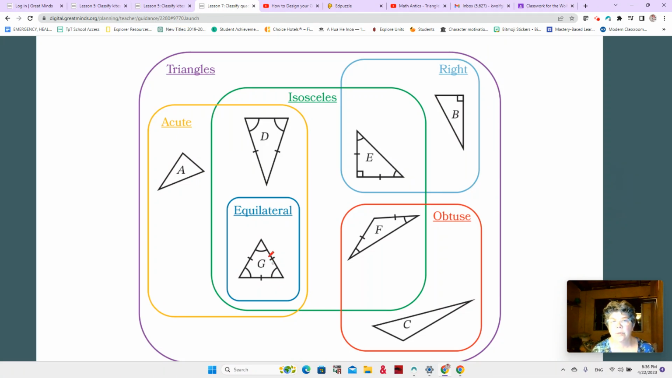And also, do you see how it is inside of isosceles? Because even though it has 3 sides that are the same, it also has 2 sides that are the same. That's kind of interesting about geometry, right? We have 2 sides that are the same, and here we have 3 sides that are the same. So it has to have at least 2, right? If it has at least 2, it can have more than 2. That's kind of cool.